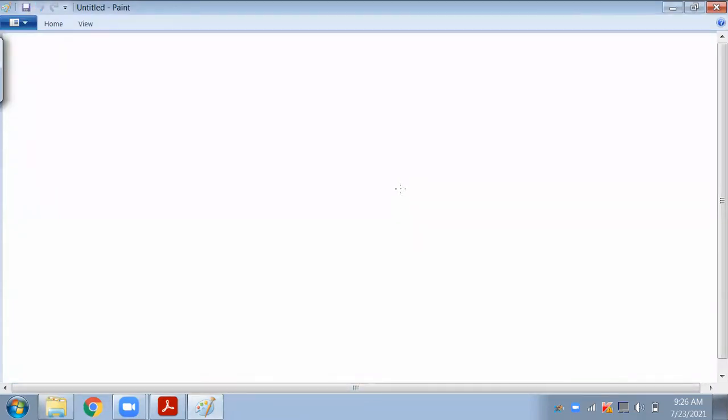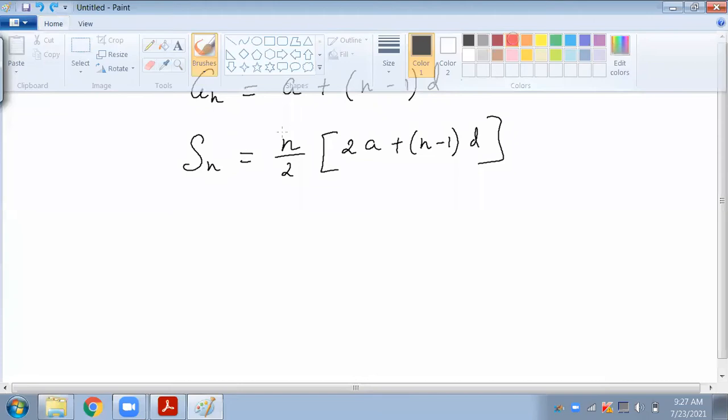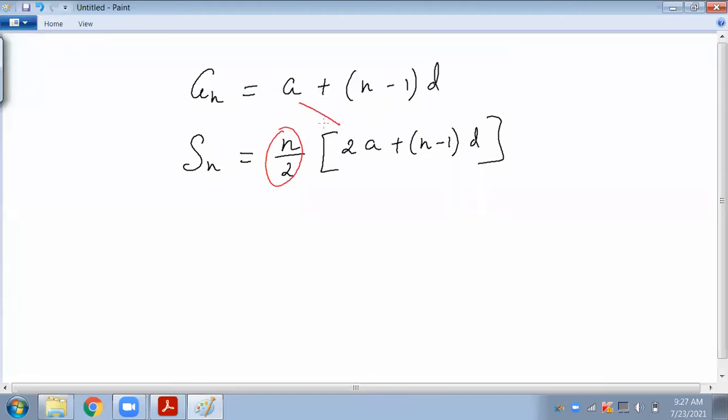Now, what's the difference between the sum formula and the term formula? Before starting the exercise, let's say that. The term formula is given by an is equal to a plus n minus 1 d. Whereas the sum formula is given by Sn is equal to n by 2 into 2a plus n minus 1 d. So in the sum formula, you can find that there is n by 2, and instead of a, it is becoming 2a, but n minus 1 d stays the same.